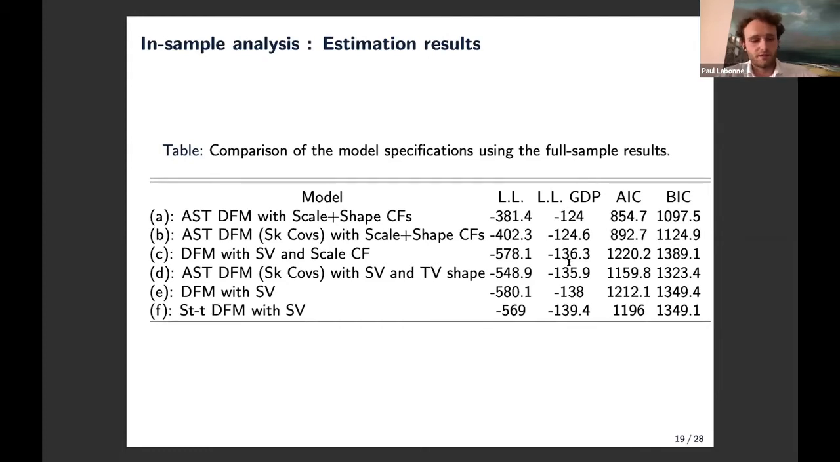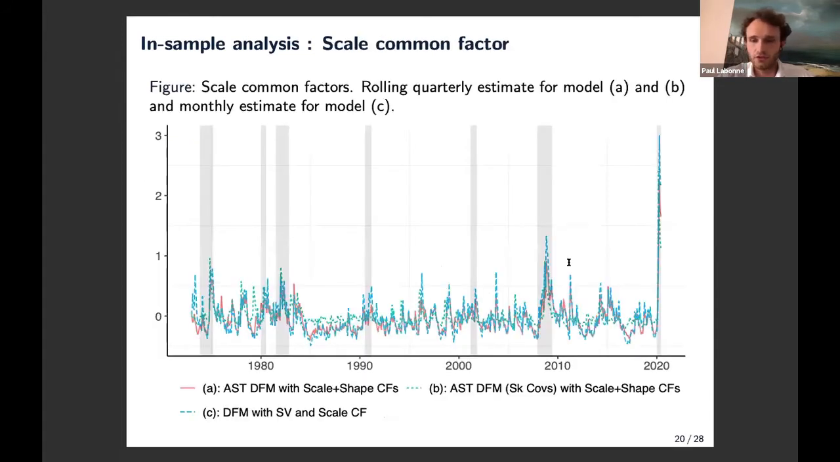But here I'm just showing the estimation using the entire data. It's not a real-time estimation. This is useful just to see if the unobserved components that we get do make sense. So here, for instance, I'm showing the common component in the scales, and we can see that there is an increase in the scale components at the time of the typical economic recessions, so the financial crisis and the COVID period.